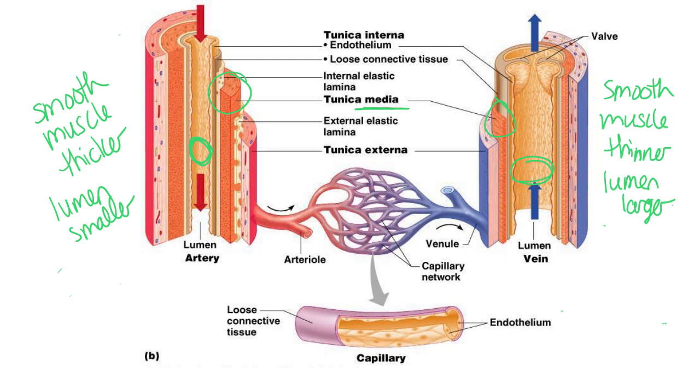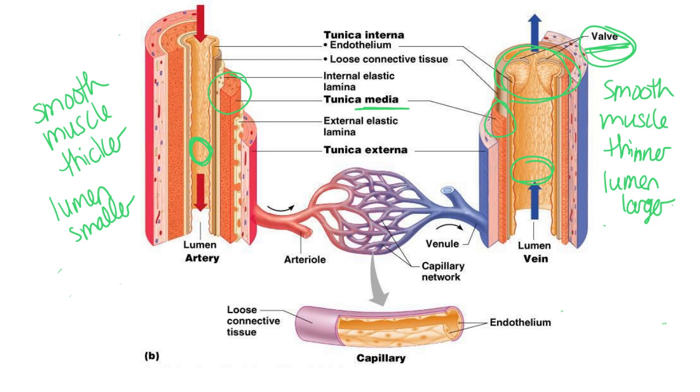The veins also have valves, which you can see up here at the top of this vein. The veins have valves for the one-way flow, and we'll look at a picture with valves in just a minute, whereas the arteries do not have any of those valves. So, 3 basic differences between the two.